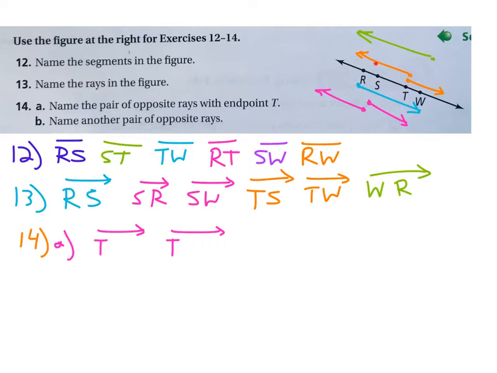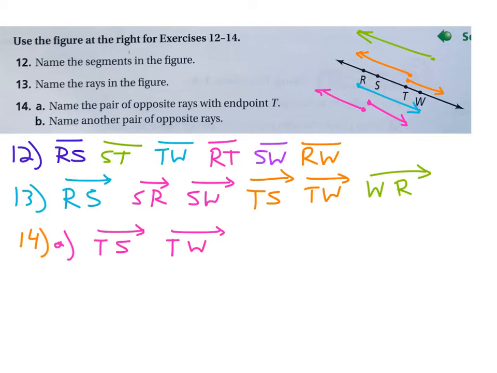So starting at T, we could say that runs through S. So let's write T, ray TS. And we also have starting at T and running through W. Notice on both of those, they have an endpoint at T because that's the side without the arrow. Okay? And that's the only opposite rays that run through there. Now, it says name another pair of opposite rays. We're going to do that.